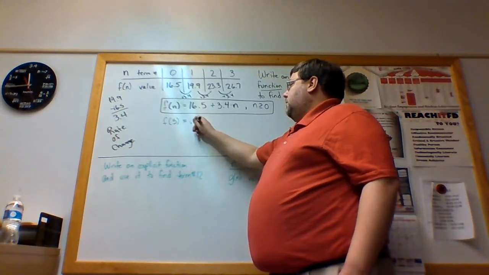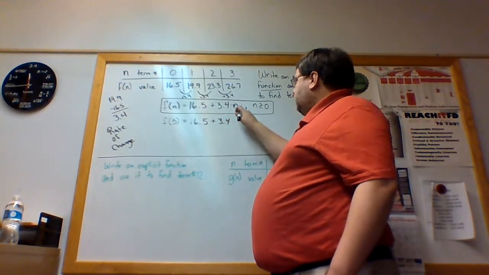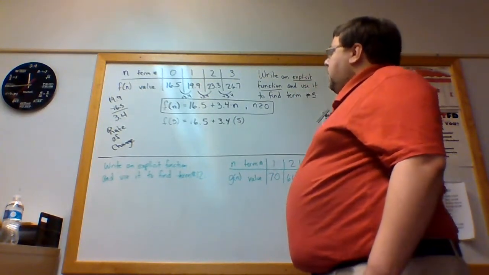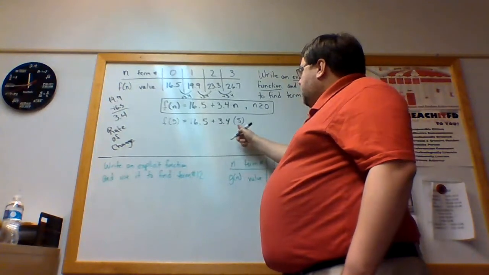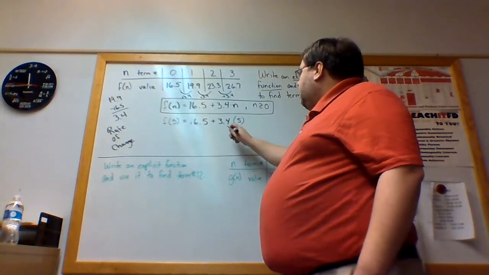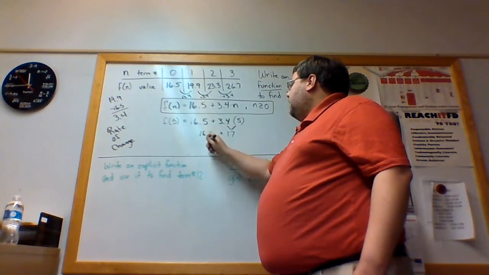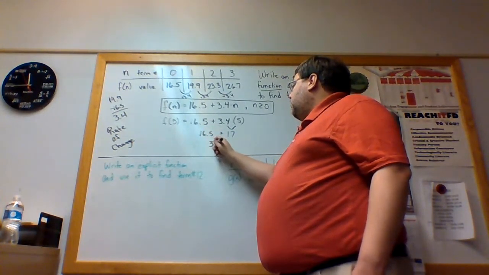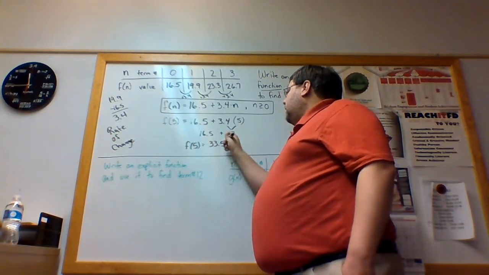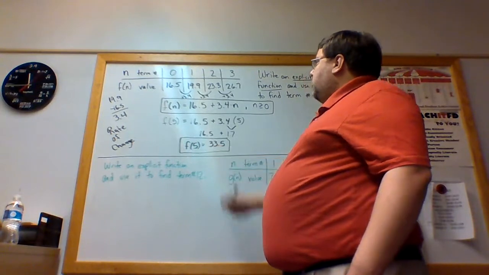So I've got f of 5 equals 16.5 plus 3.4, and then my times n becomes times 5. Order of operations tells me to multiply these first. 3.4 times 5, that's 17. Add that with the 16.5, and you would get 33.5 for f of 5. So in other words, that's telling us the value for term 5 is 33.5.